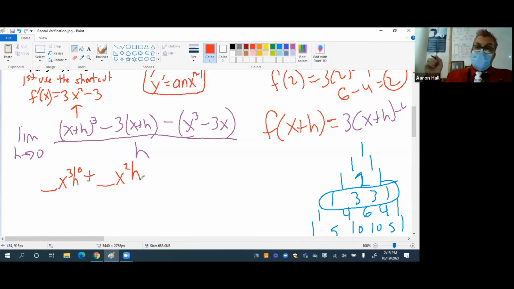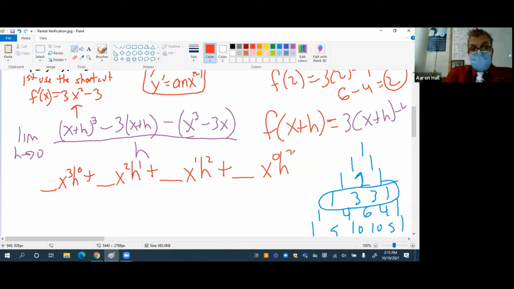x is descending and h is ascending. So h is going to be to the power of what? 1, plus some coefficient, x to the power of 1, h to the power of 2. When we count up the exponents, we should always get 3. We should always get 3 when we add up all of the exponents, because that is the degree of our function. All right, so let's look at the next one. What's the next one? x to the power of 0, h to the power of 3.